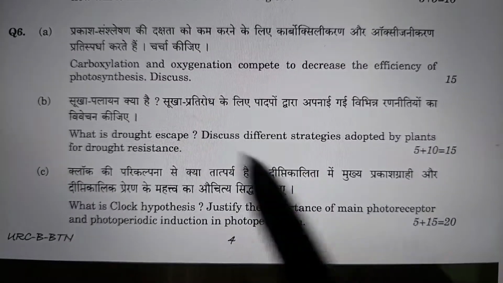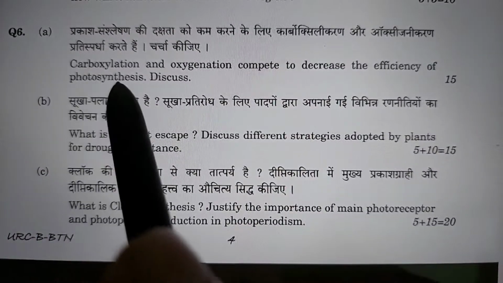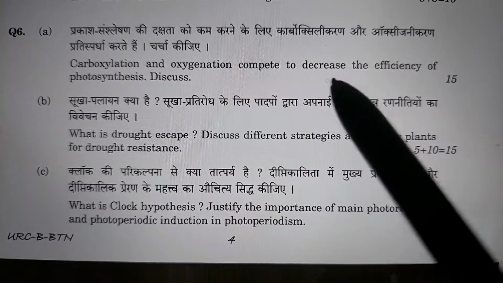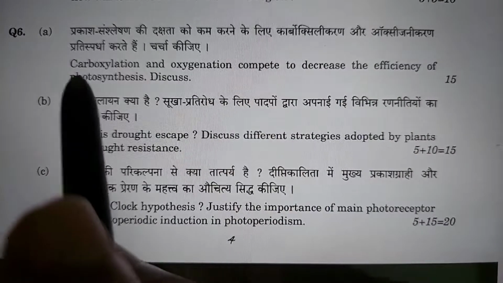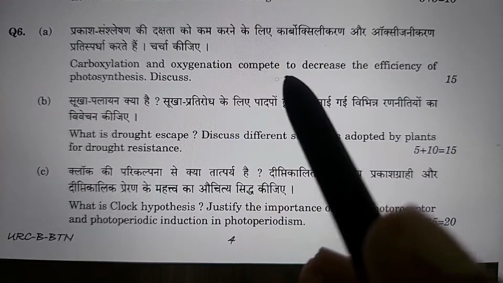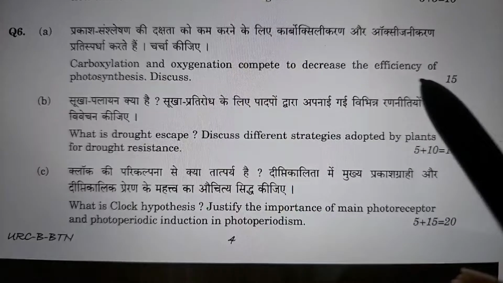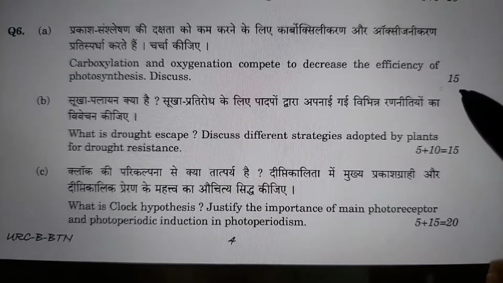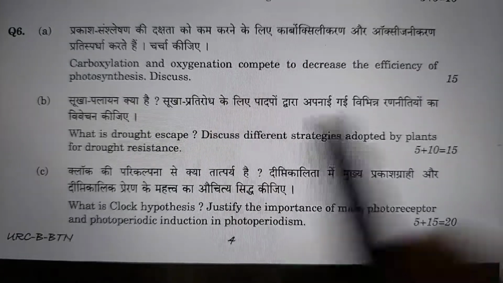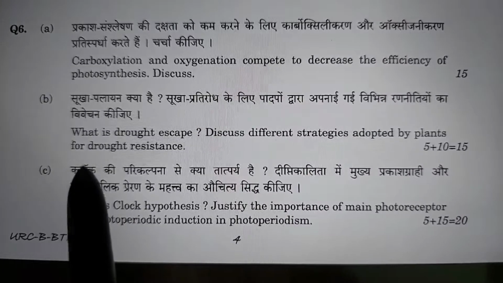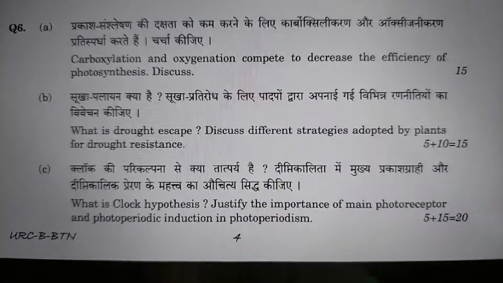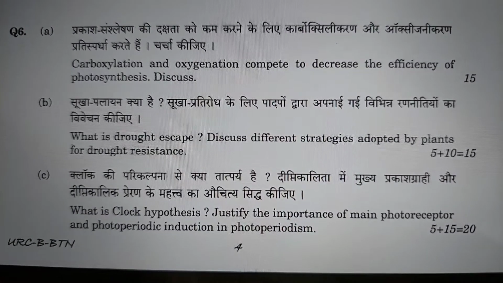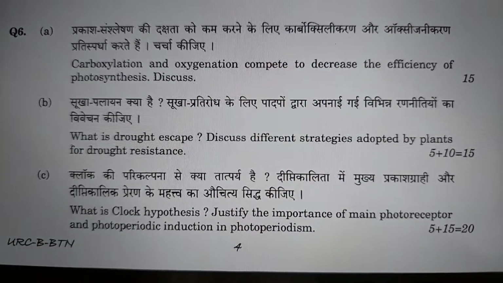Question 6 also has 3 options. The first one is carboxylation and oxygenation reactions decrease the efficiency of photosynthesis, discuss. Okay, this is for photosynthesis. This one is 15 marks. The option B is what are drought escapers, discuss different strategies adopted by plants for drought resistance. Okay, this one is option B.